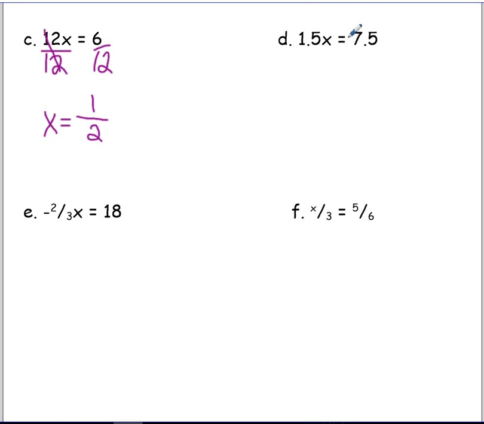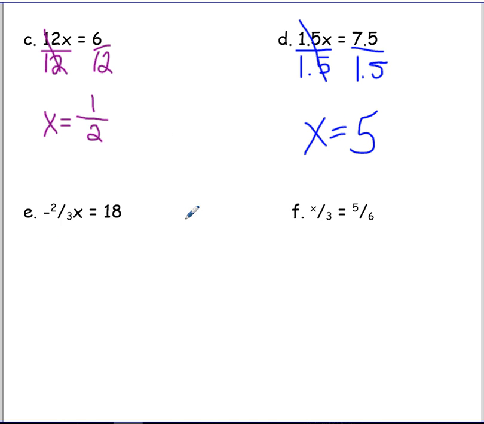D, we're just dealing with decimals now. So let's get rid of our multiplying 1.5 times x by dividing 1.5 off. And so that means across the equal sign, we have to divide 7.5 divided by 1.5 as well. So again, 1.5 divided by 1.5 is 1. 1x equals x. And 7.5 divided by 1.5 is 5. So x equals 5.